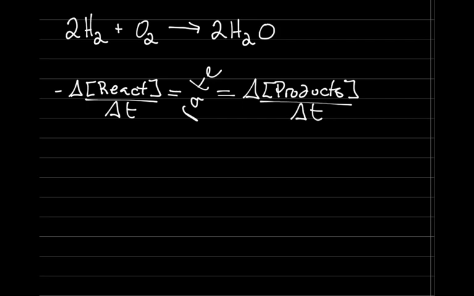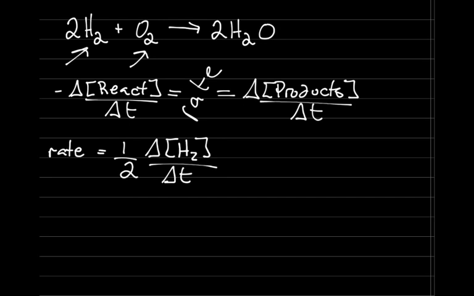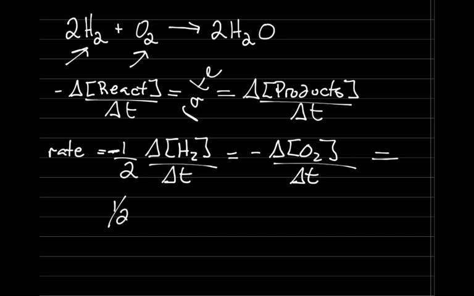So remember that we lose hydrogen twice as fast as oxygen. But we would rather have everything be in 1. So what we can say is that the rate equals negative 1/2 the change in concentration of hydrogen over the change in time, which also equals negative the change in concentration of oxygen over the change in time, which equals 1/2 the change in concentration of water over change in time.